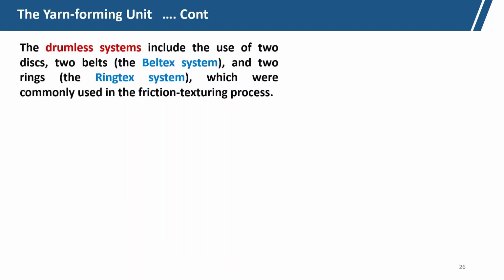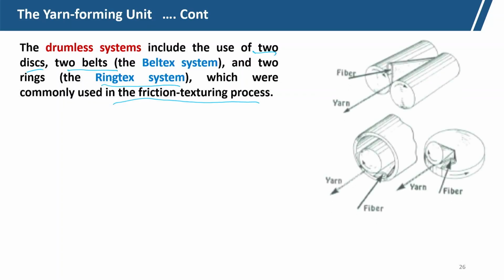Now, drumless systems include those where there is no drum, but a belt: the two disc system, the two belt system, that is the Beltex system, or the two ring system, the Ringtex system. These were commonly used earlier in friction texturing machines. False twist texturing machines we used to use. Here, in an open end system, we get twisting.